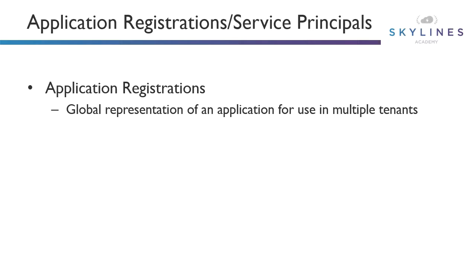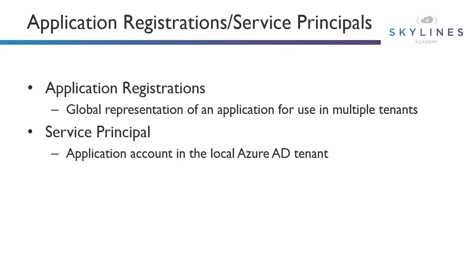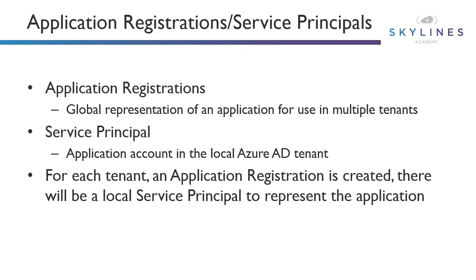There will be one app registration for every application. If your application is deployed to multiple tenants, there will still only be one app registration. Behind the scenes, for every app registration, there's a service principal. This is very similar to an application registration, except it is a local representation of that. So for every Azure AD tenant that your application is used in, there will be a local service principal to represent that application registration. This also means that if your app registration is deployed to a single tenant, you have an app registration and a service principal. If your application is deployed to 3 tenants, then you'll still have one app registration, but you'll have 3 service principals, one in each tenant to represent that application.